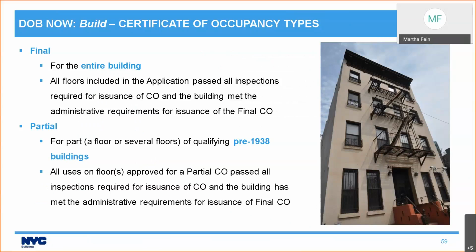The last type of occupancy, and this is last because it's the least common, is specifically for one or more floors of a qualifying pre-1938 building, and it's called partial. In order to get partial occupancy, all uses on the floor or floors that are approved need to pass all inspections required, and the building needs to meet the administrative requirements for issuance of the final CO.